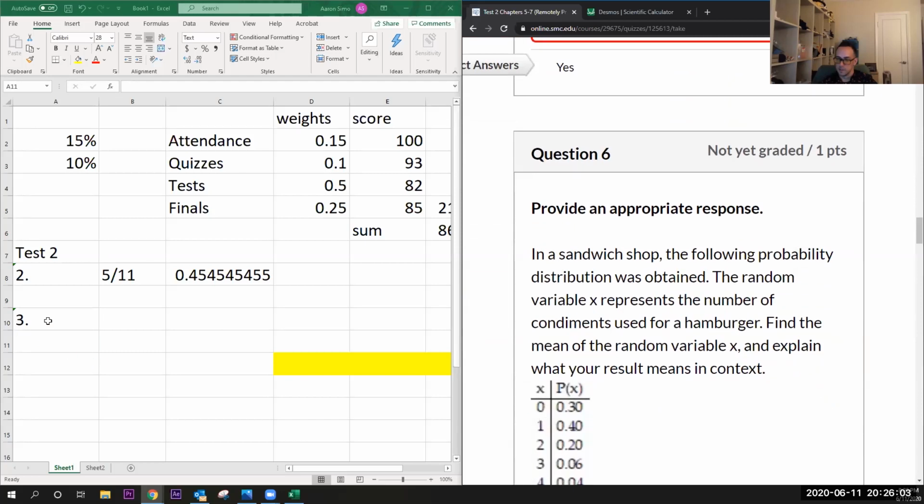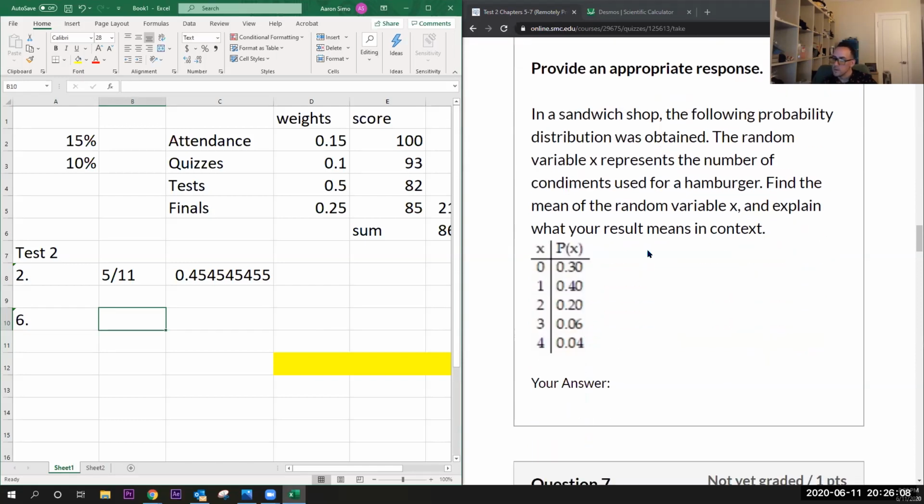Number 6. Provide an appropriate response. What is this asking? Find the mean of the random variable and explain what your result means in context. It's a sandwich shop, where X represents the number of condiments used for a hamburger. What do you guys think about this one? Do you understand this one or no? Should we go over this one?